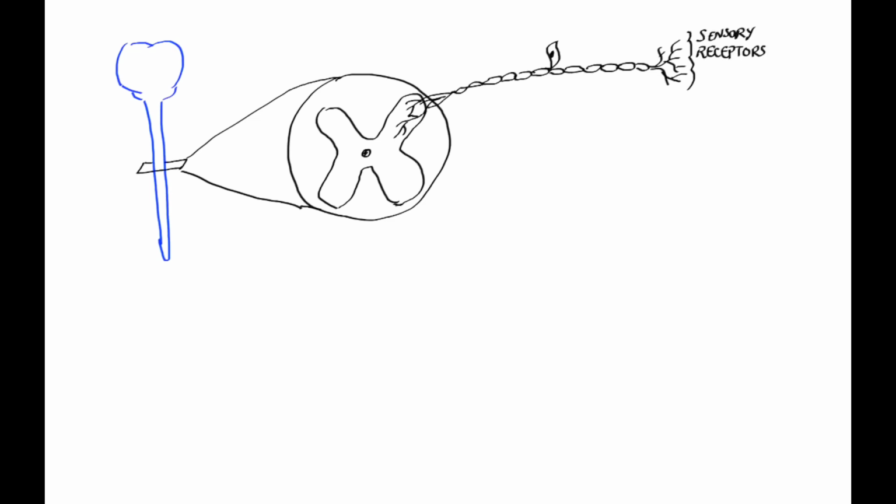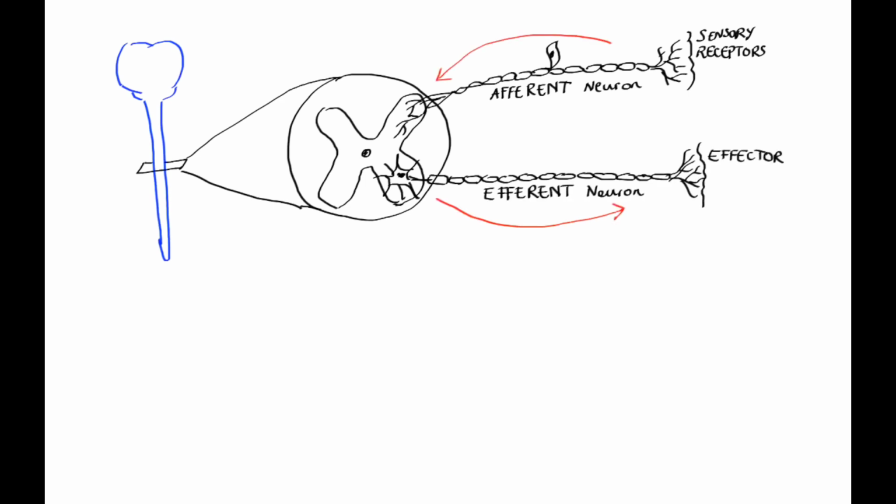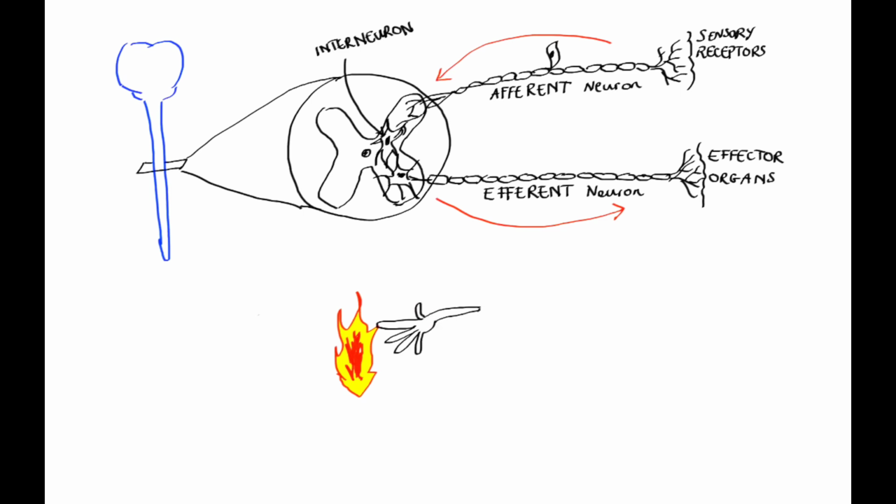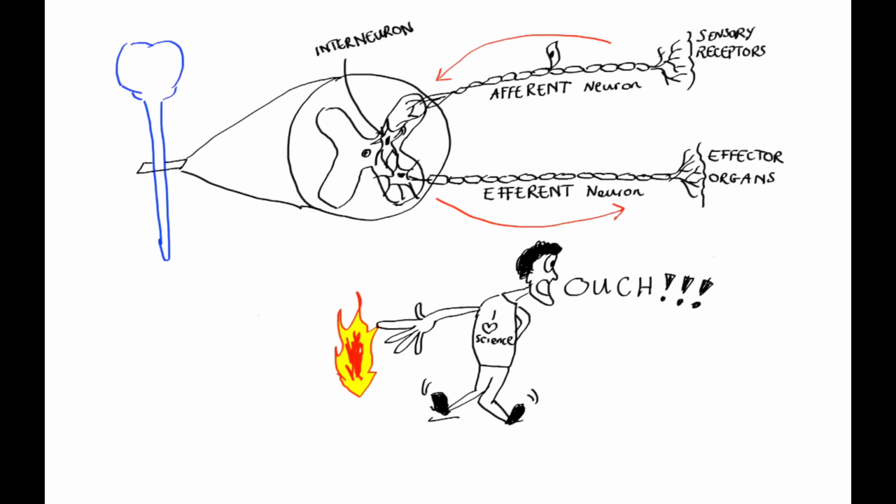Now, if we were to look at the cross-section of the spinal cord, we would find there are three types of neurons that are of importance to us. Number one, afferent neurons, which carry signals to the CNS from sensory receptors in peripheral tissues. Number two, efferent neurons that carry signals from the CNS to the effector organs such as muscle. And number three, interneurons, which are located in between afferent and efferent neurons and integrate information that flows between the two.